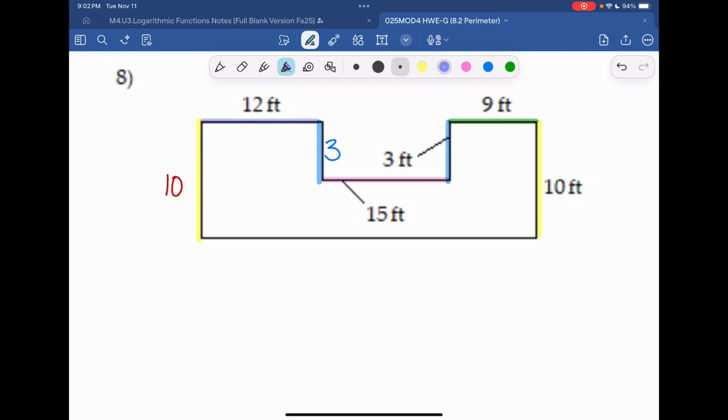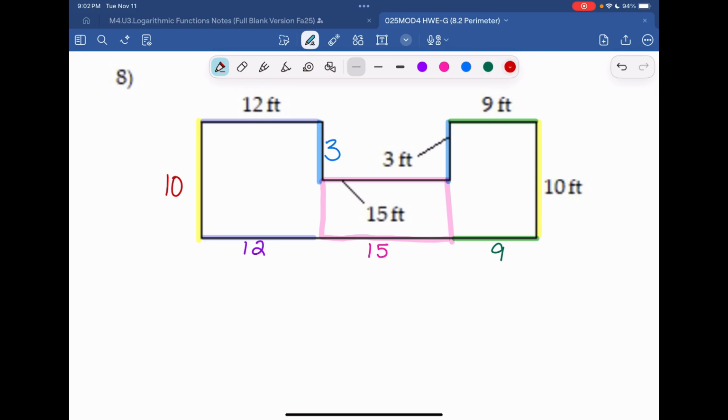If I look at the 12, I know that this much has to be 12. And that's because if I extend this down, this much has to be 15, which means that this much has to be 9. So I can fill that in. This is 12. This would be 15. And this would be 9. And now I have all of the lengths of the outside of my figure.